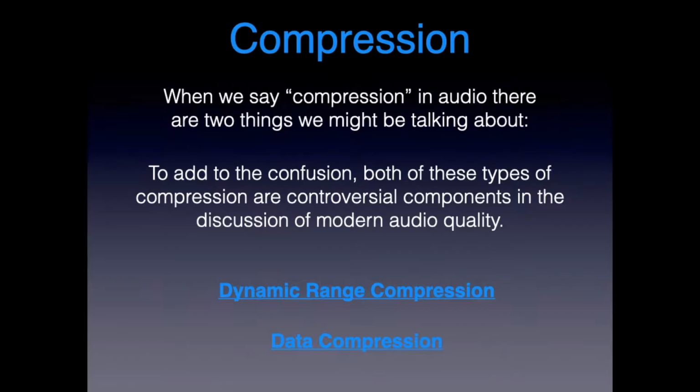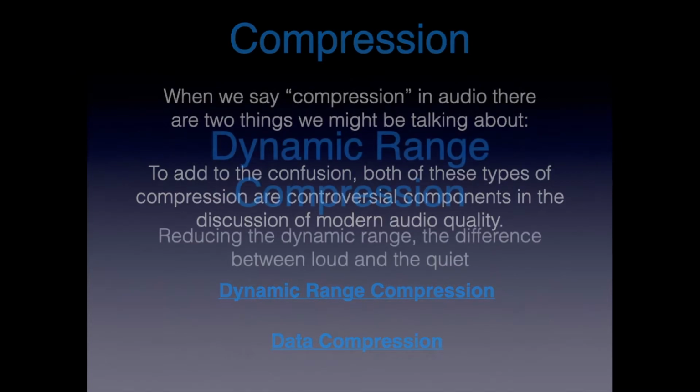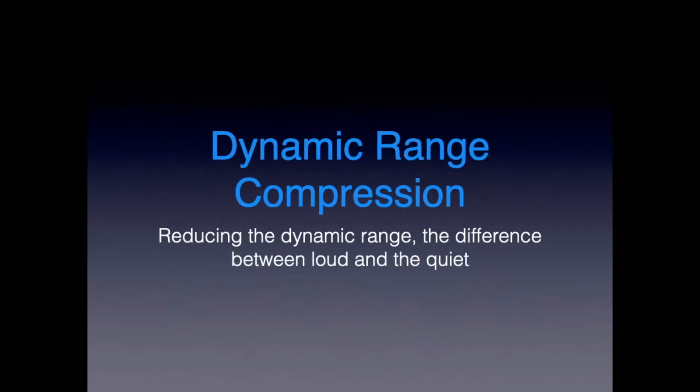These two processes share the name compression, and to add to the confusion, both of these compressions are controversial components of our discussion of modern audio quality. Dynamic range compression gets brought up in the loudness wars. Data compression comes up talking about streaming services and other internet distributed audio. Let's start by looking at dynamic range compression.